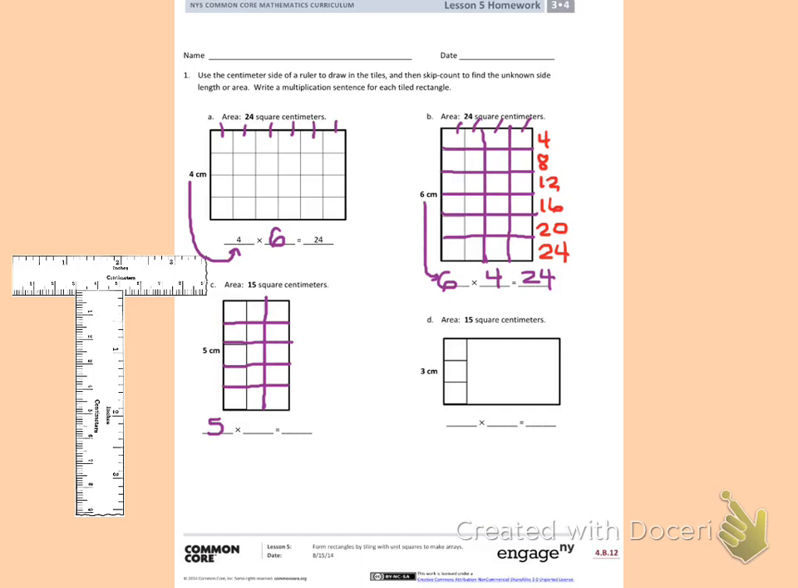One side has a 5. That's because there are 5 rows. And now the other side needs to be the number of columns. 1, 2, 3. 3 columns, so I'll write a 3 here. Now we'll do the skip counting.